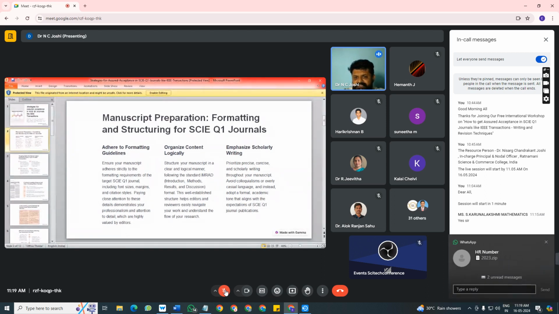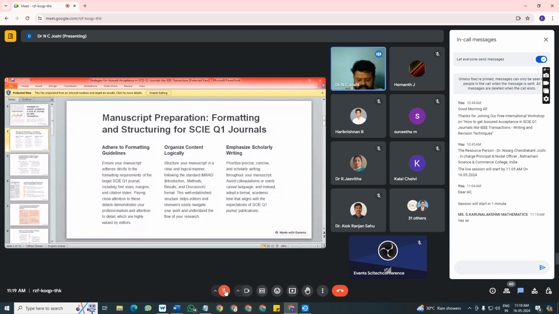Okay. Next is emphasize scholarly writing. Prioritize precise, concise, and scholarly writing throughout your manuscript. Avoid colloquialisms or overly casual language, and instead adopt a formal academic tone that aligns with the expectations of key Q1 journal publications.